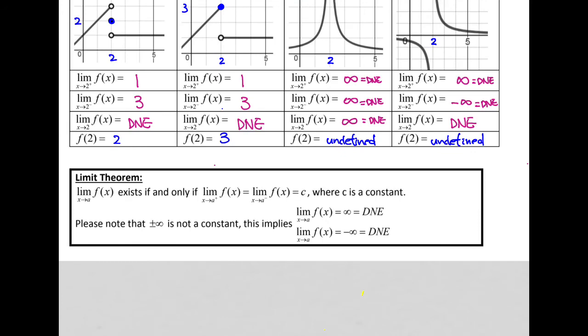All right, so let's look at the theorem. So we say limit exists if and only if the right-hand side limit and left-hand side limit, they are equal and they equal to a constant. And you have to know positive and negative infinity, it's not a constant. So if your limit approaching to infinity, we say does not exist. And when limit goes to negative infinity, we also say that does not exist.